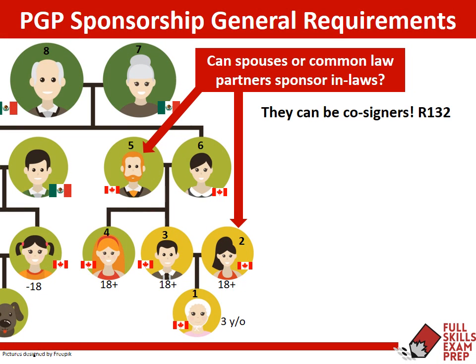Okay, so in understanding the role of spouses or common law partners in helping their partner sponsor their parents or grandparents, it's really important to understand this role. You're going to see this, of course, in a couple of the exam simulations we're going to look at later. In reality, they can be co-signers to the person applying to sponsor the parents or grandparents. Now this is in Regulation 132, and basically they would do it together.